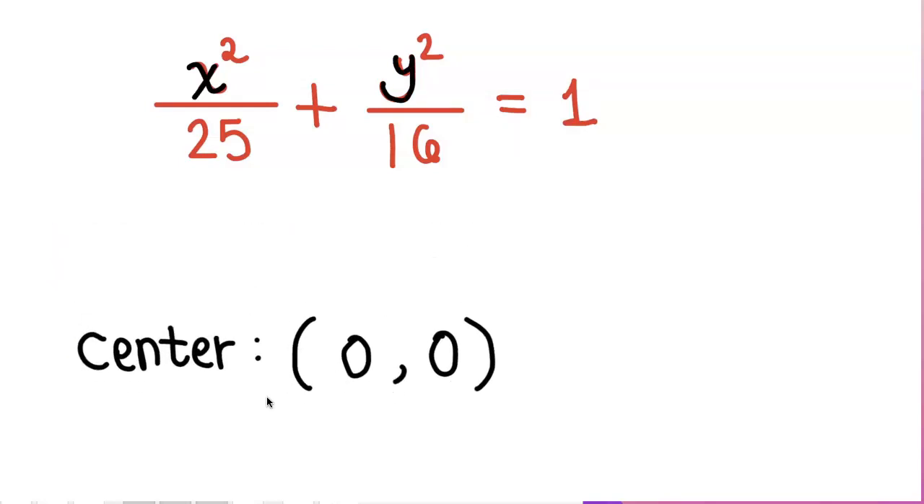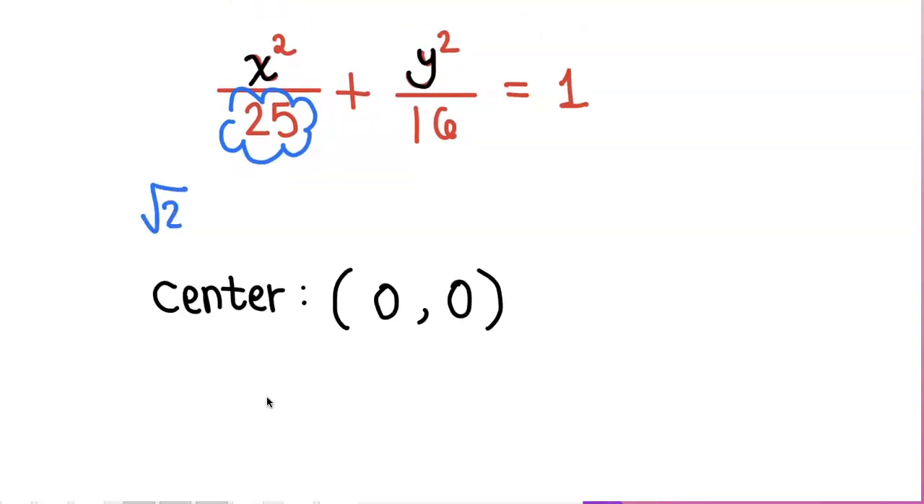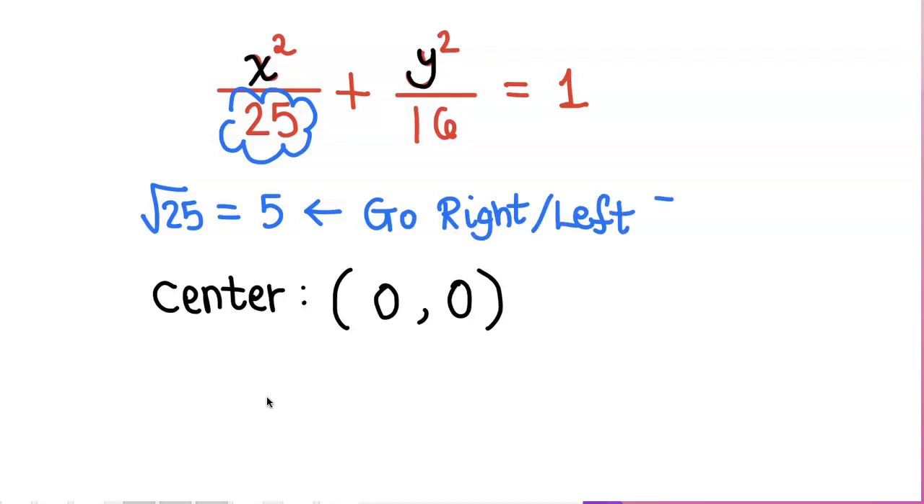Now let's look. The big number is 25 here, and that's under x. So that tells us how many we're going to the right or left. If you take the square root of 25, you will get 5. So from the center, 0, 0, you go right and left 5 to plot the vertex. Now, how do I know that I'm supposed to go right or left? Well, this is the number under x, so that tells me I'm going right or left.